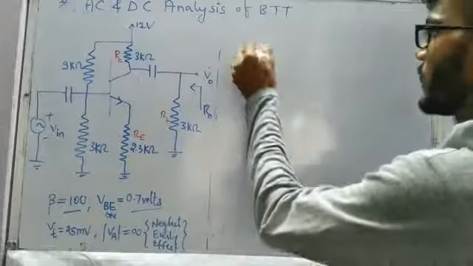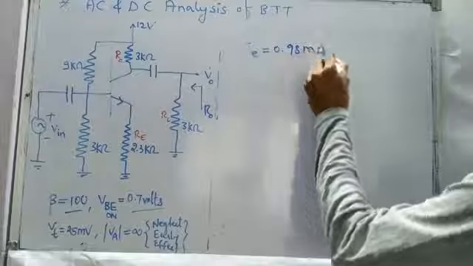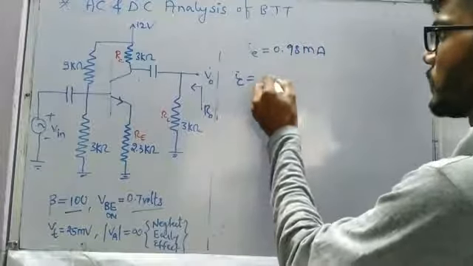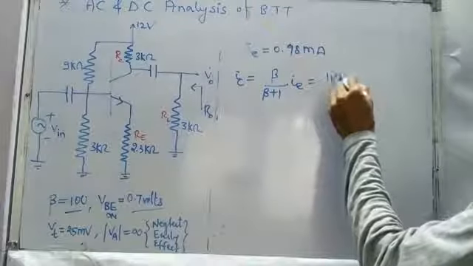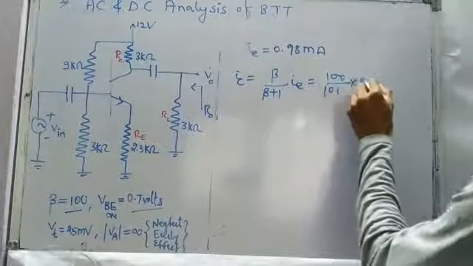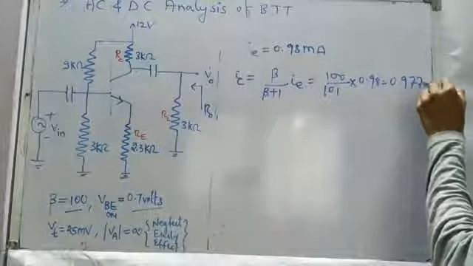We have calculated IE as 0.98 milliampere. So IC, the collector current, will be given as beta by beta plus 1 into IE. So 100 divided by 101 into 0.98 will come as 0.977 milliampere.